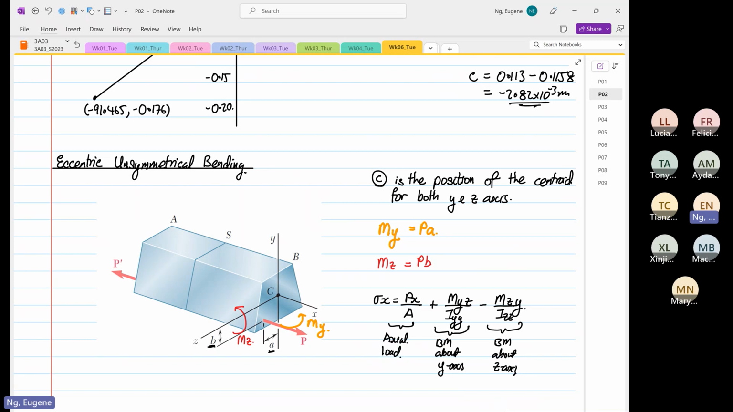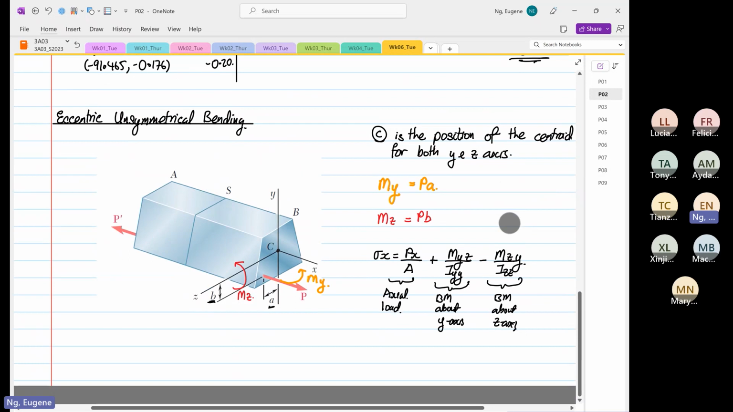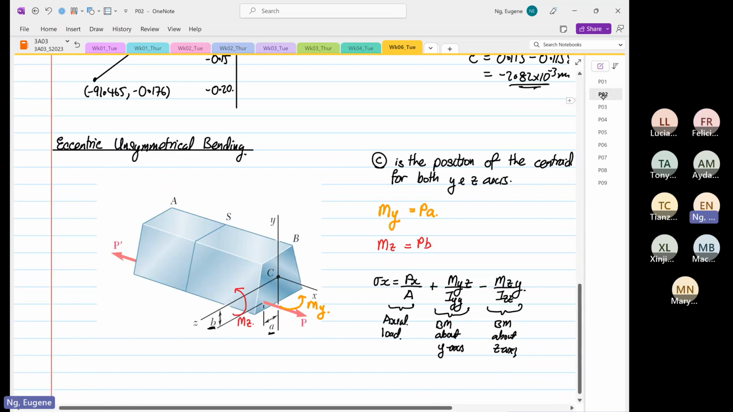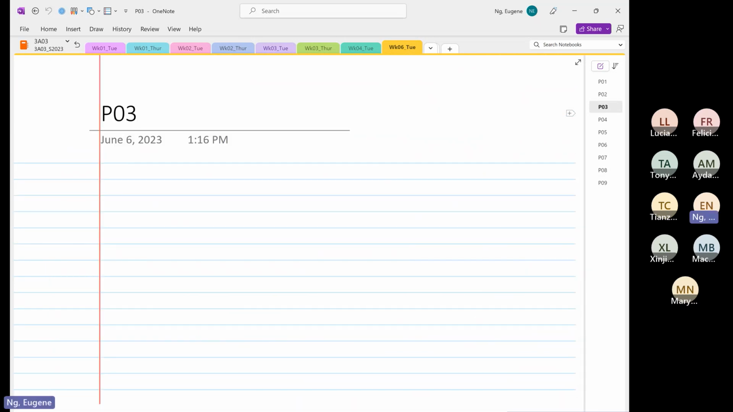So I will now do an example. This is best done by example. So we're going to do our example. Anything to say about this formula? No. Okay, so let's look at example number 1 for today.